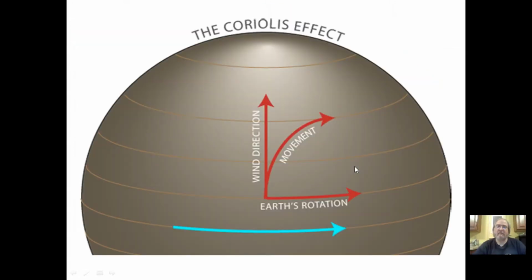So this is just a quick little diagram showing, from a vector consideration, what's happening. Again, for the northern hemisphere, Earth's rotation is this way. If the wind direction is that way, the movement is that way. If the wind direction was this way, the movement would be that way, to the right. And then it's opposite when you get south of the equator. Then the vector diagram would go that way.